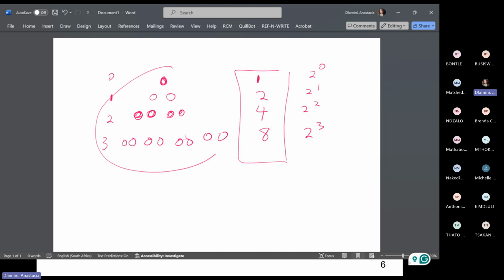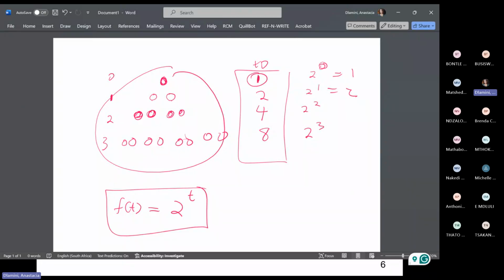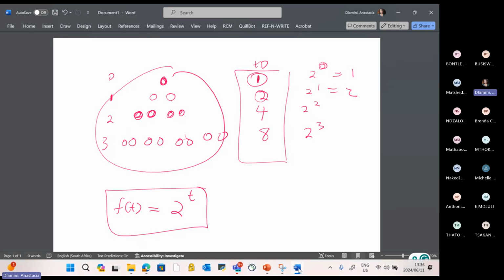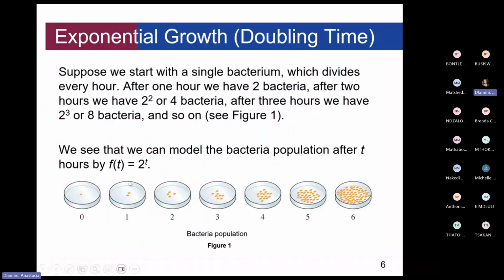Meaning that a function to model this relationship is what? It's f of t equals 2 to the power of t. Because we said at t equals 0, we have 1. At t equals 1, we have 2. So this is how we get the function. It'll be 2 to the power of time to get the number of bacteria. Does it make sense now? Yes, ma'am. Okay, so that's the function here.